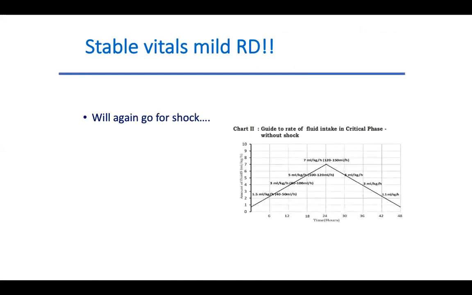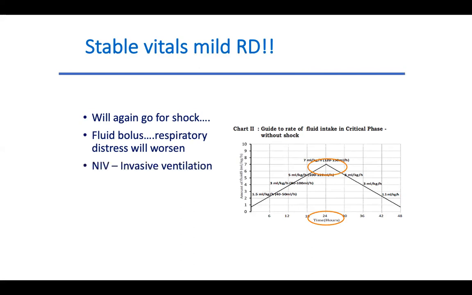But the most important thing you have to remember here is that your child has just entered the critical phase. That means his leak has just only started. His leak is going to progressively increase. And he's again going to go into shock. And when he again goes into shock, you would require to give fluid boluses. When you give fluid boluses, the respiratory distress, which has already set in at the onset of critical phase, is going to worsen.